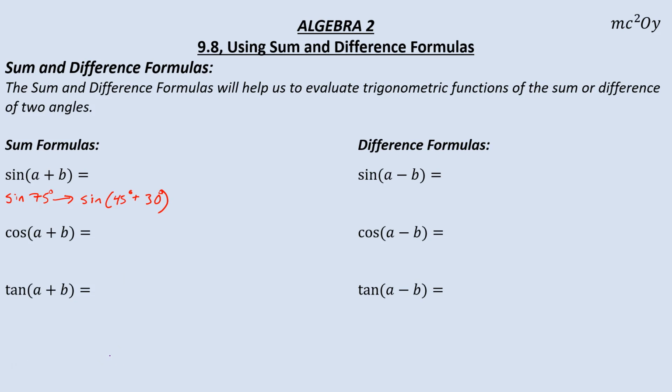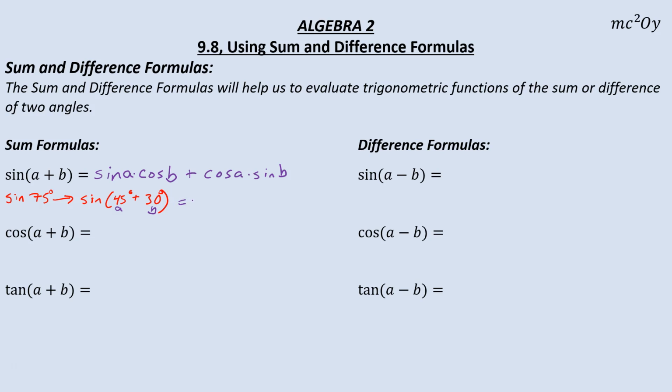But the formula actually is this. And then I'll show you how to actually come up with the formula. The sine of a plus b is the sine of a times the cosine of b plus the cosine of a times the sine of b. Okay, so whatever a and b are. In this case, this would be a and this would be b, so we'd say the sine of 45 times the cosine of 30 plus the cosine of 45 and the sine of 30.